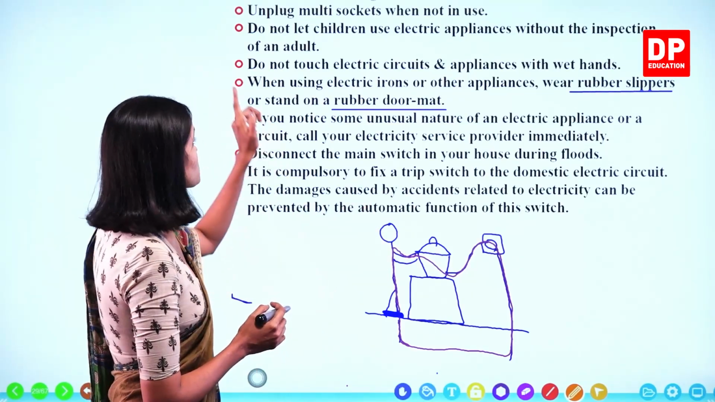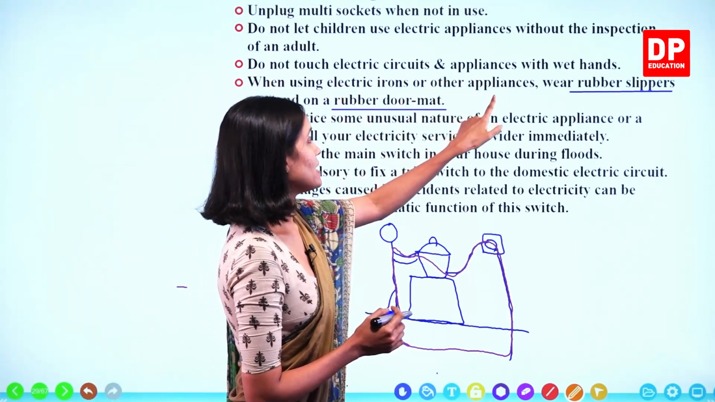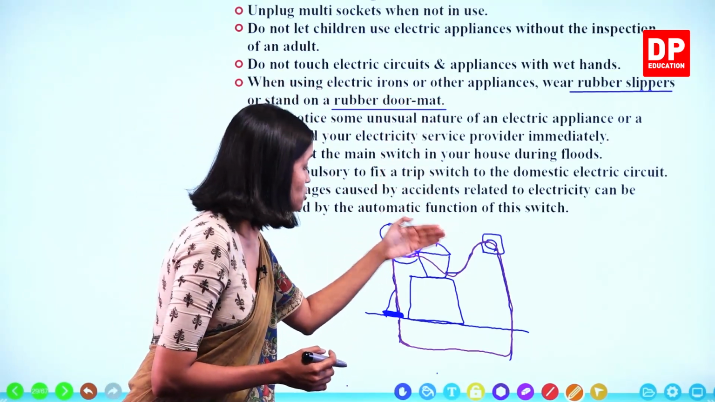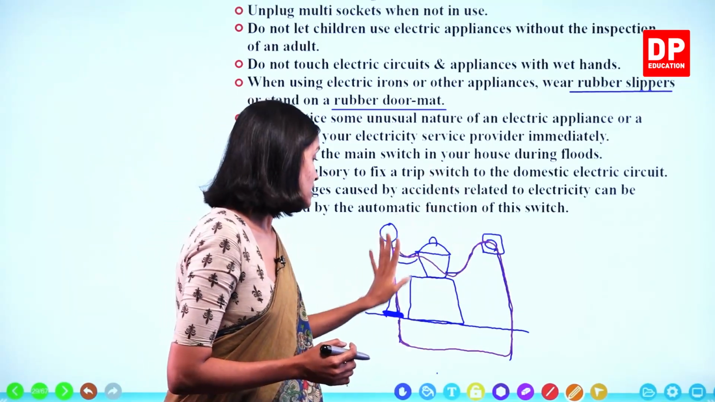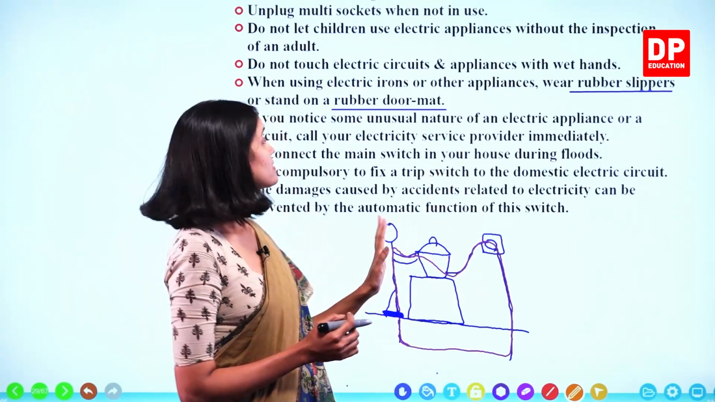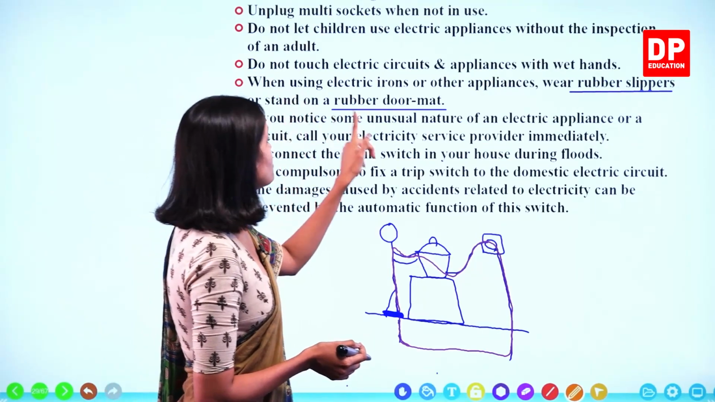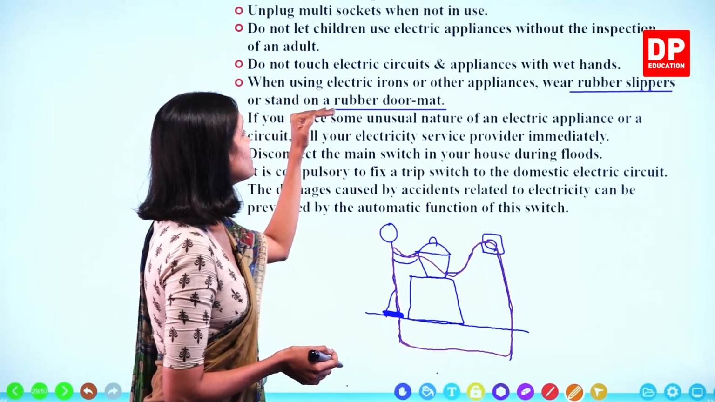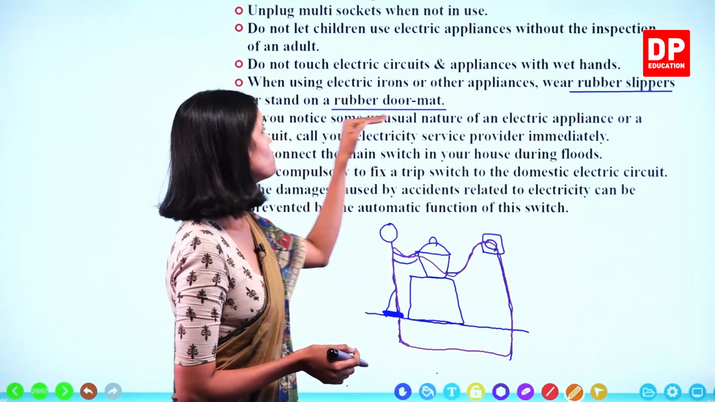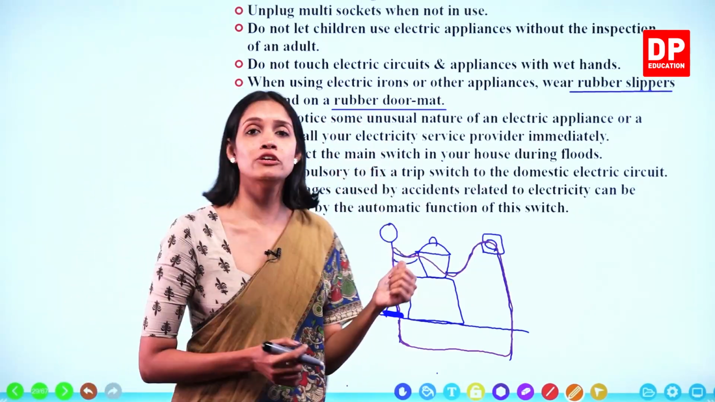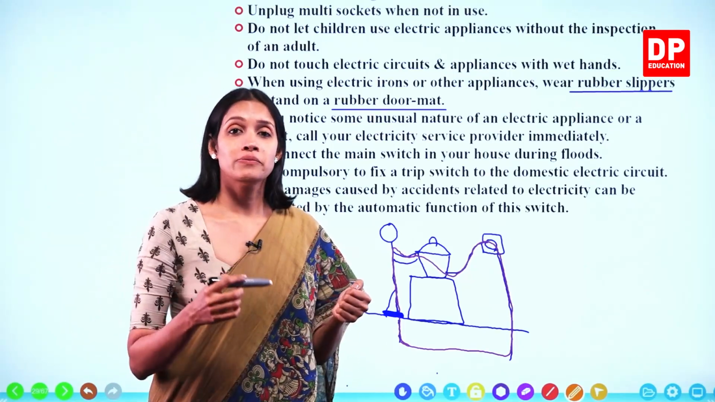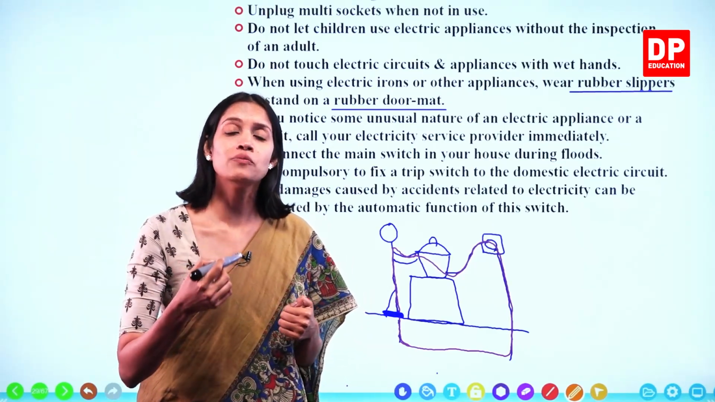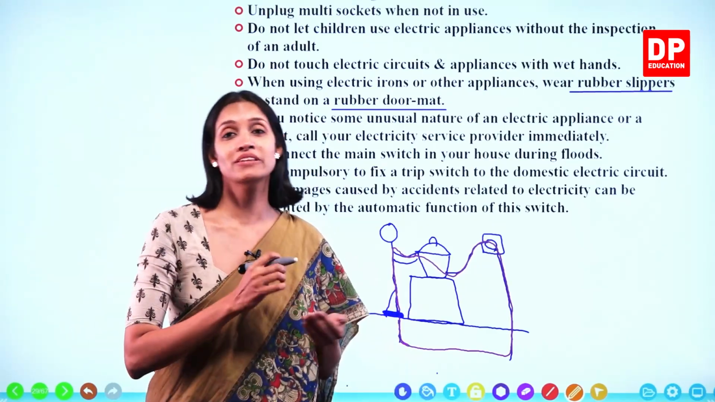Okay, children? That is why when using electric irons or other appliances, wear rubber slippers or stand on a rubber doormat. In case you get an electric shock, you will not get electrocuted in a dangerous way. Okay, children? Right. So if you notice some unusual nature of an electric appliance or a circuit, call your electricity service provider immediately. If you observe something like this, let's say sometimes whenever you plug certain appliances, the fuse switch is always tripping, right? Fuse switch always tripping, which means it indicates there must be some problem with the appliance.